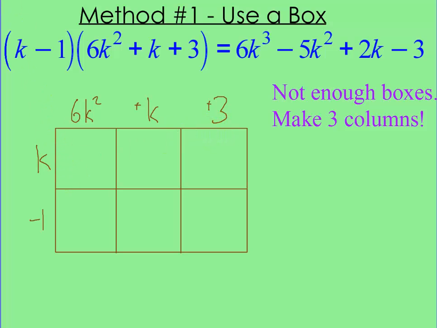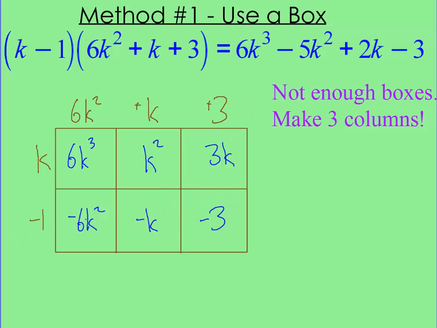Now you multiply the columns and rows again. So k times 6k squared is 6k cubed. K times k is positive k squared. K times 3 is 3k. Negative 1 times 6k squared is negative 6k squared. Negative 1 times k is negative k. Negative 1 times 3 is negative 3.